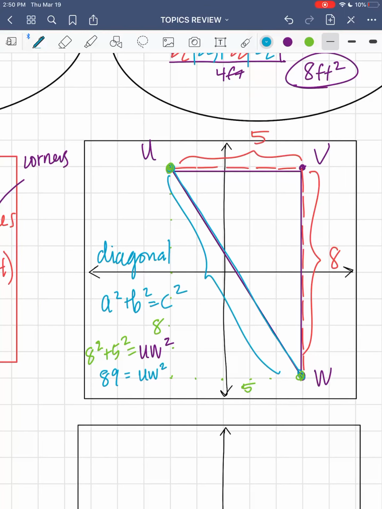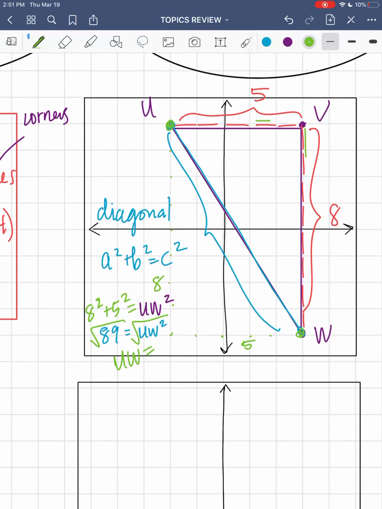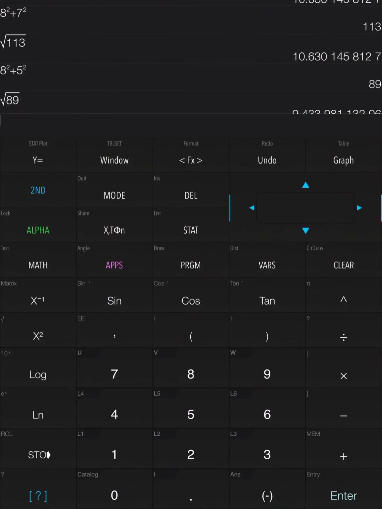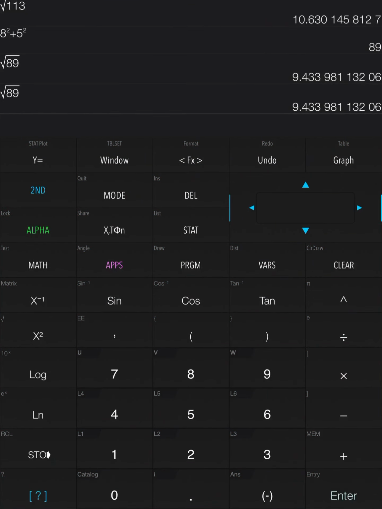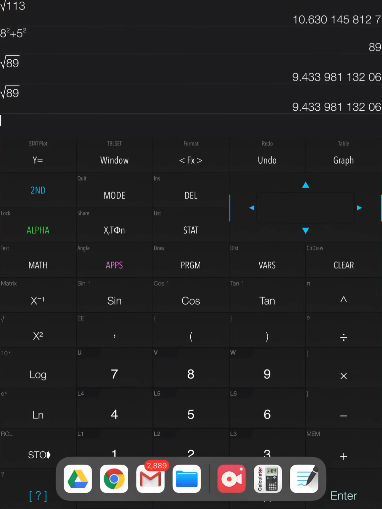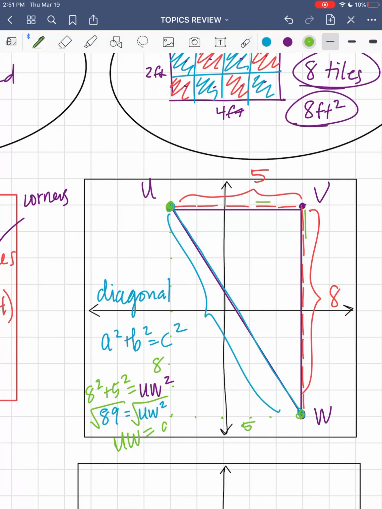So to find the actual distance, like look at that. That is not 89 long. This side's 8, this side's 5. That's not 89. We have to square root both sides. So square root of 89 is the actual distance we want. I think that's also on my calculator. Let's see. Square root of 89. To get square root, remember you have to hit second and then the square button. 89, enter. That's 9.43 is what we'll call that. 9.43. So UW is about 9.43. So this side is 9.43.